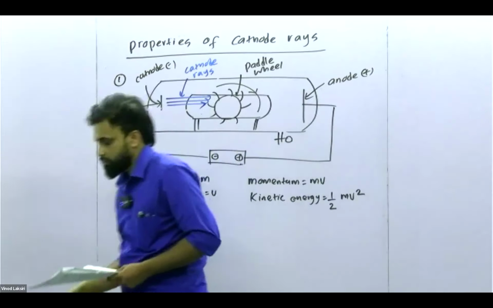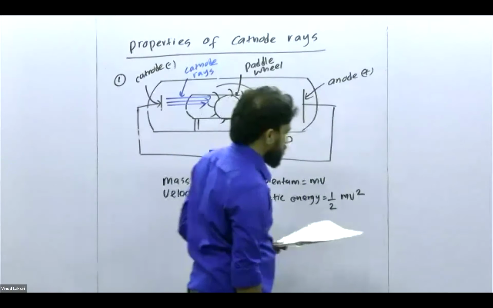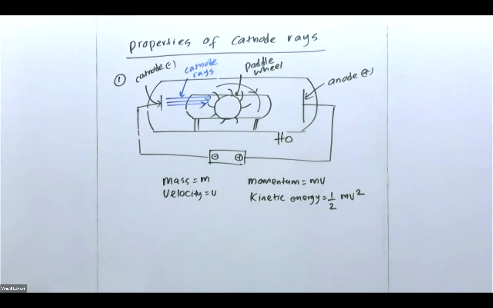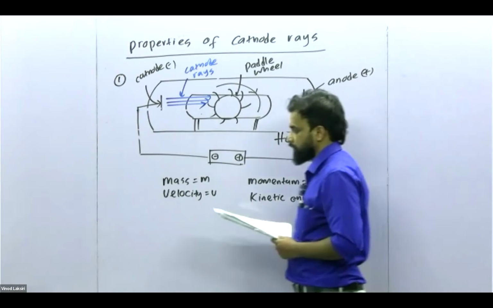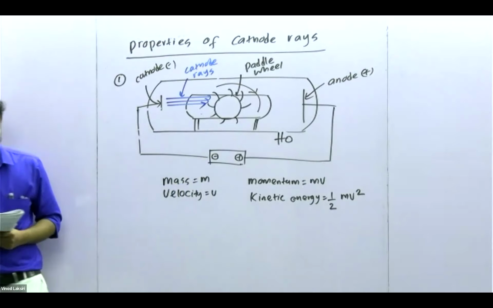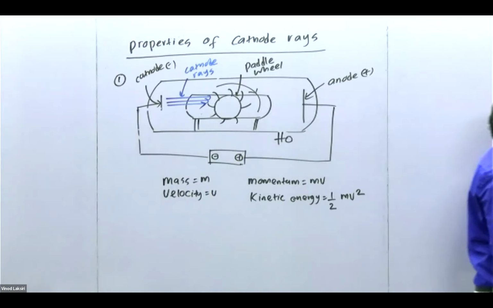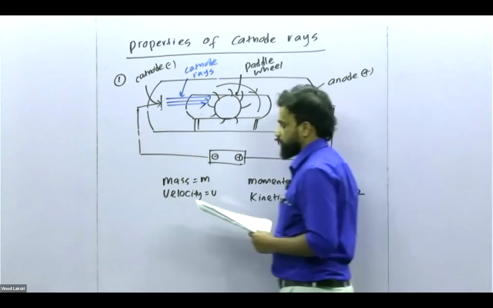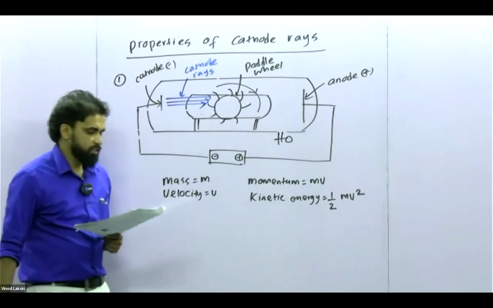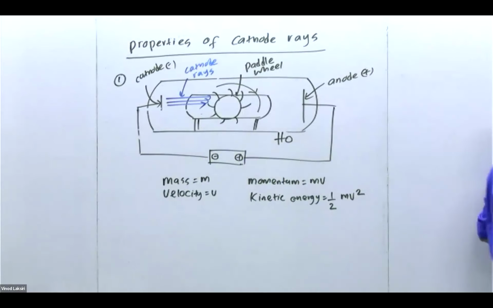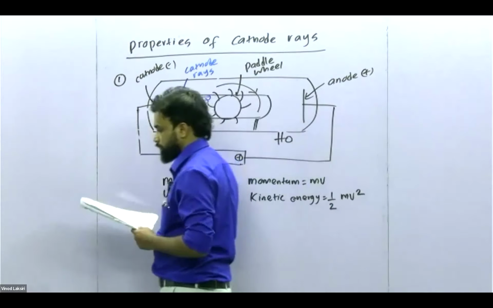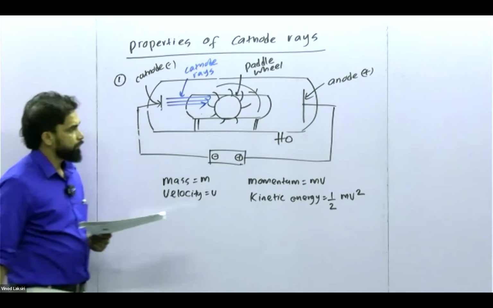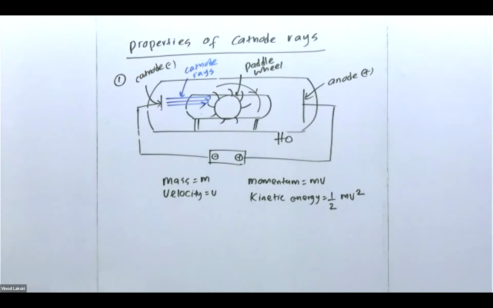Okay, write down first one. On placing a light paddle wheel in the path of the cathode rays, the blades of the paddle wheel rotate. Right. Draw this diagram.